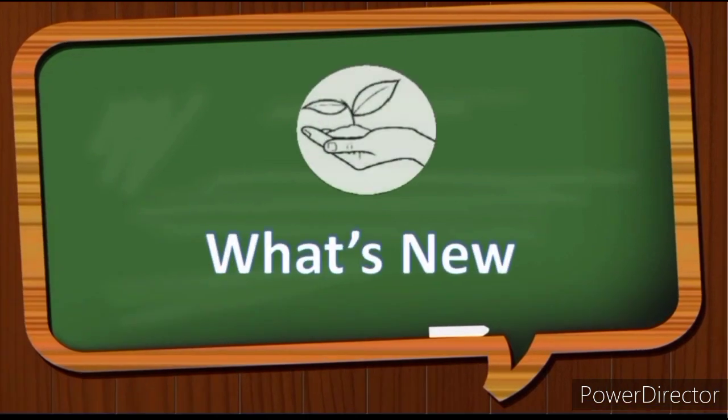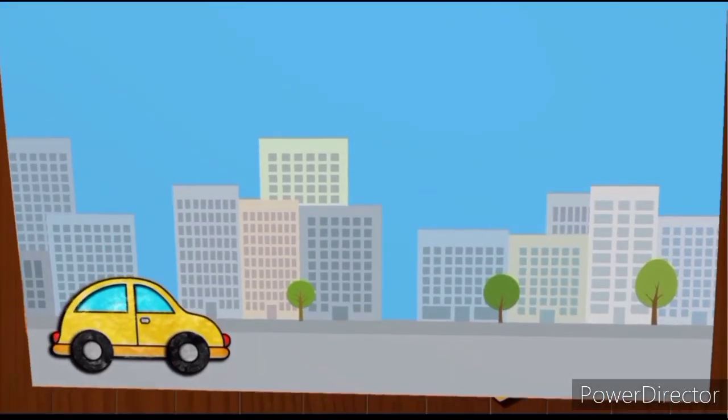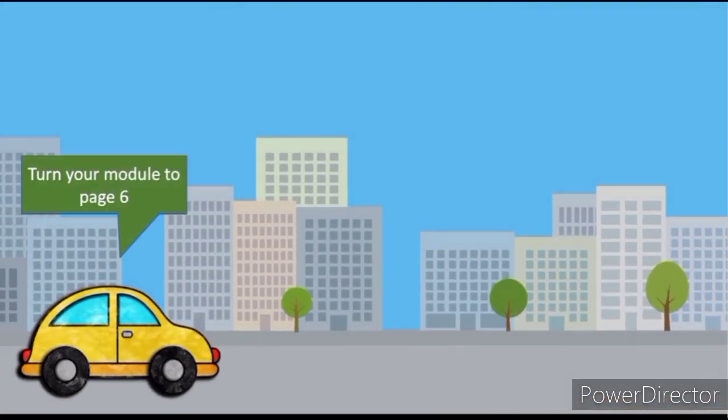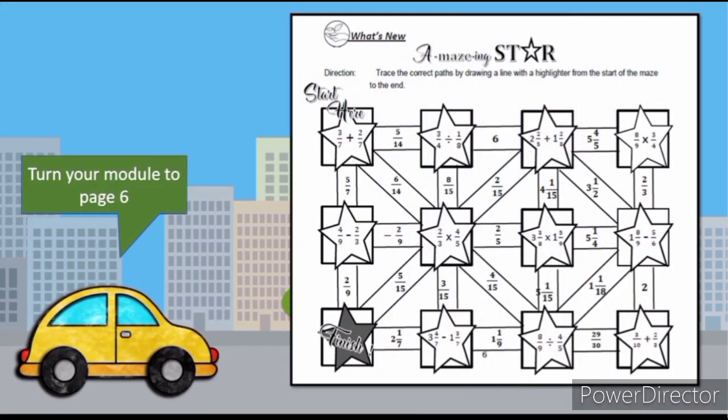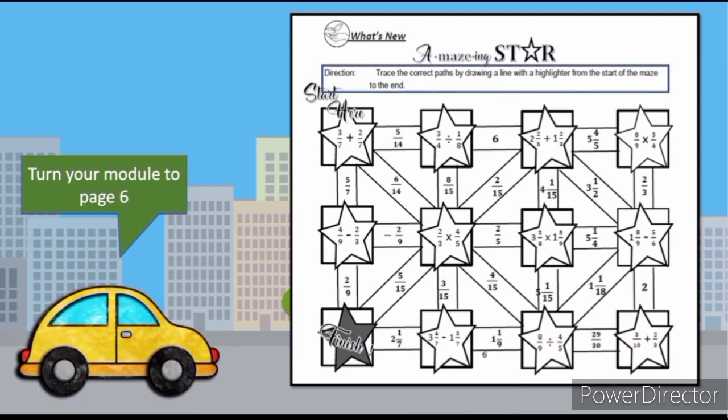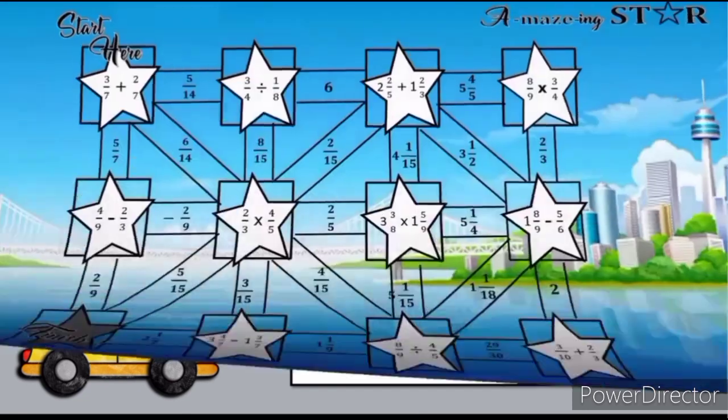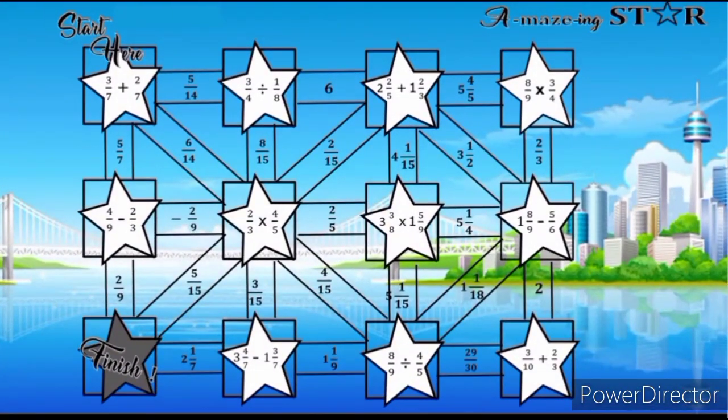What's new? Turn your module to page 6. Trace the correct paths by drawing a line with the highlighter from the start to the end of the race. Let's play the race. Perform the indicated operations. Let's find the correct paths so that we can end up to finish.